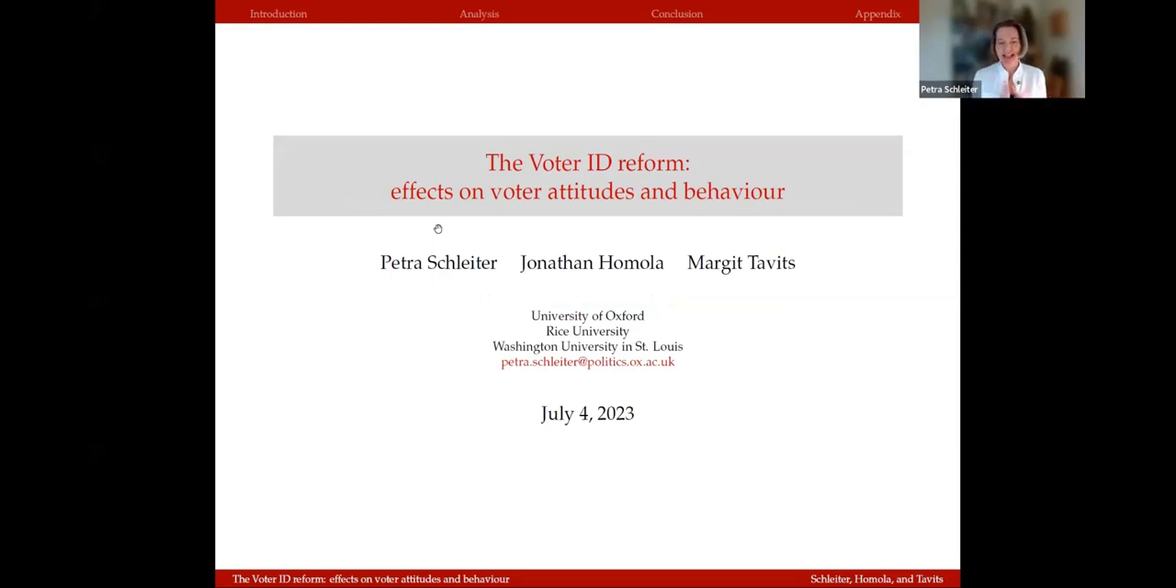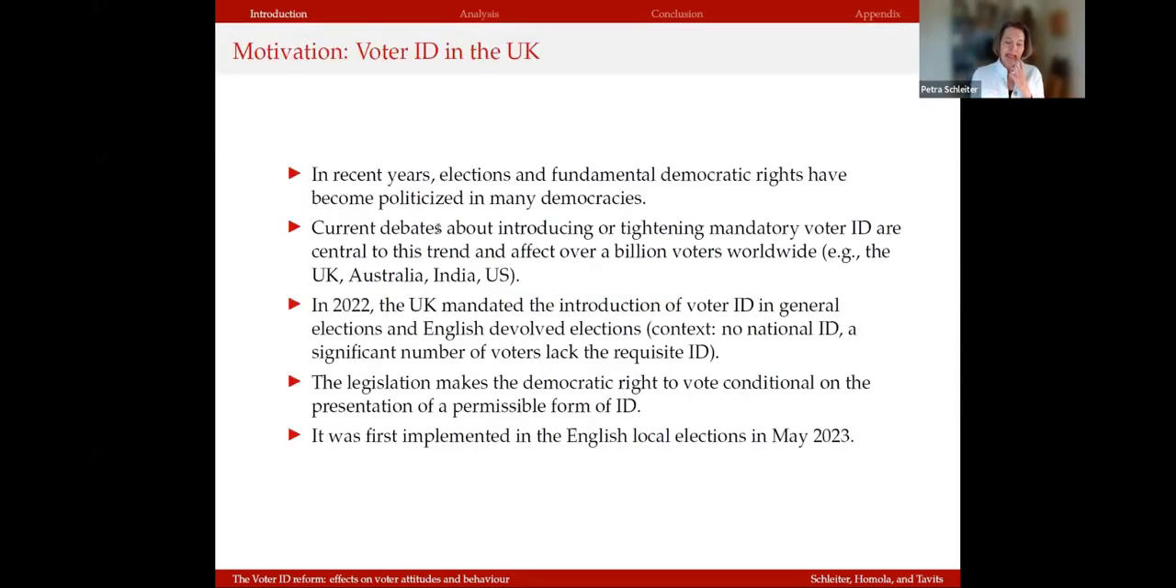So I'm Petra Schleiter. I'm based at the University of Oxford, but this is co-authored work with Jonathan Homola, who's actually on the call, and Margit Tavits. We are interested in the effects of voter ID on the attitudes and behavior of voters. And as Holly said, this is academic research. In a sense, we're coming at this question in a way that's a little bit different from Phil and Alistair and Toby. We're all trying to work out the same effects on voters, but we're looking at it slightly differently. I'll give you a bit of background and then say how our study differs a little bit from the other ones. And I think together we're all getting quite a coherent picture, which is nice.